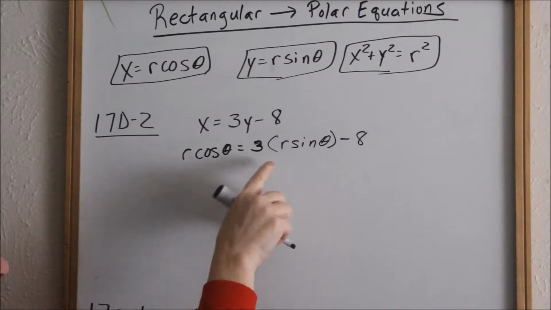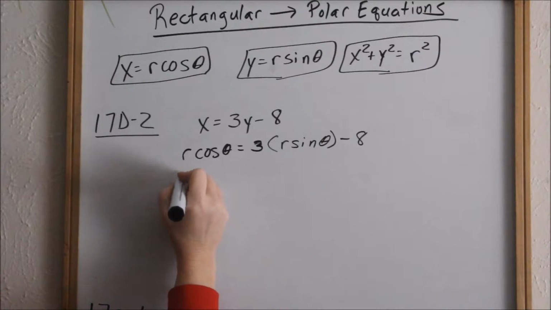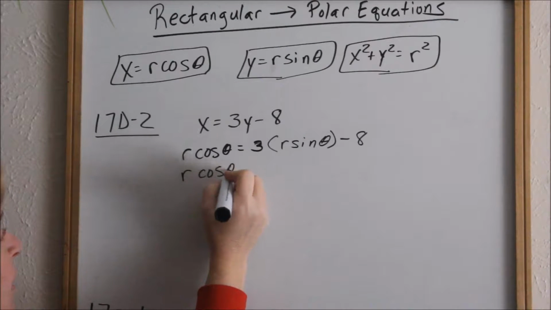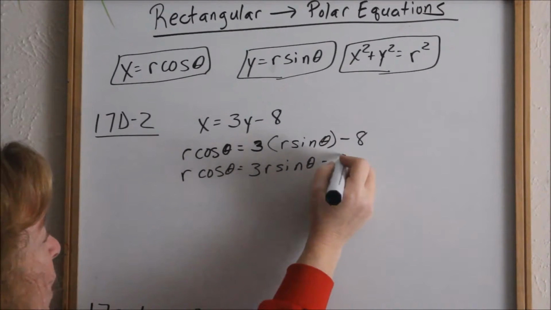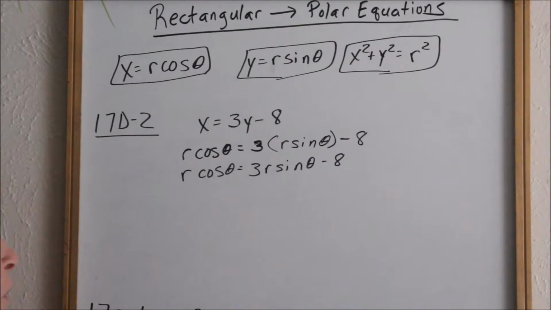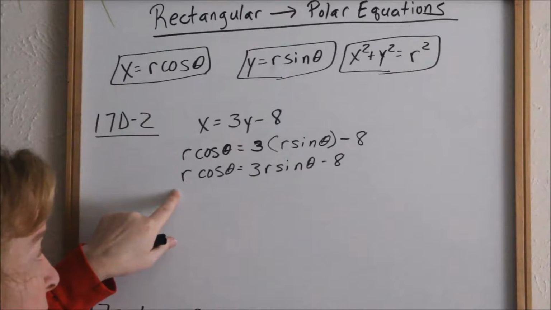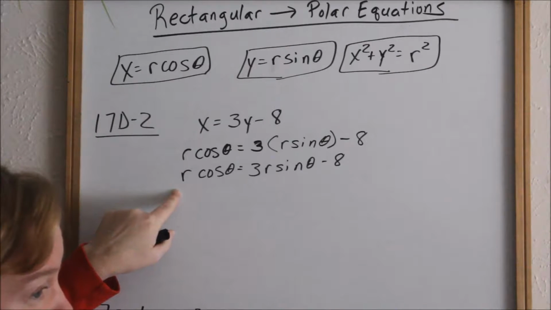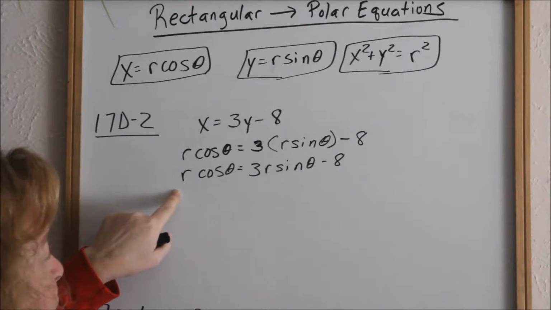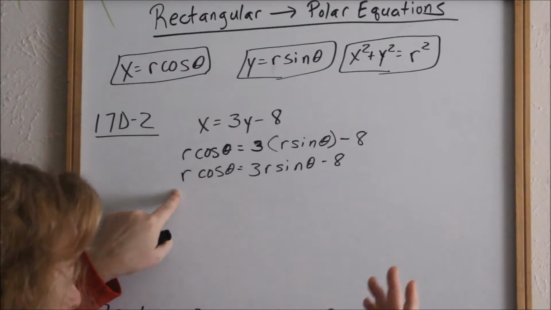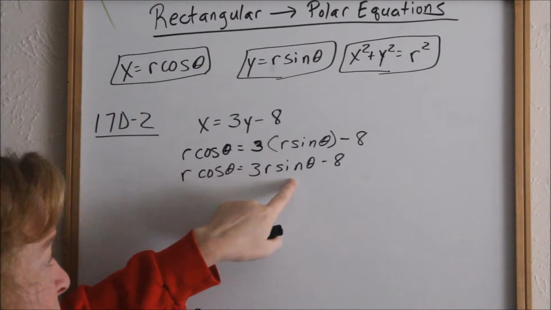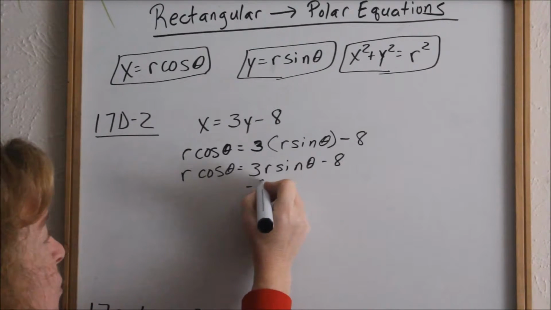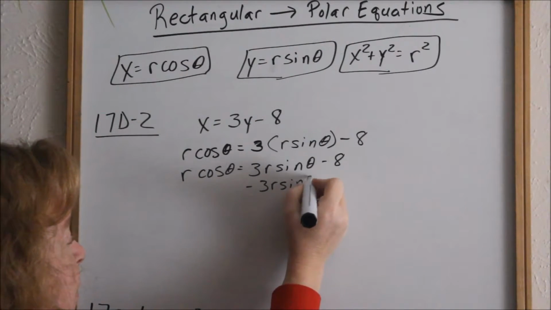Okay, now I'm just going to rewrite this, taking away the parentheses. So I have r cosine theta equals 3r sine theta minus 8. Normally, when you have polar equations, the goal is to get r all by itself on one side and everything else on the other side, in the form r equals blah, blah, blah. So this is an r term, this is an r term, so I'm going to get my r terms together by subtracting this to the other side.